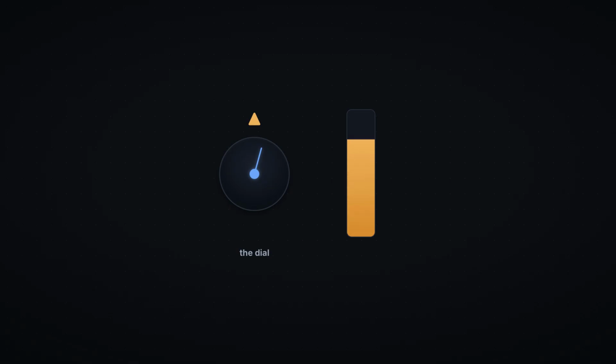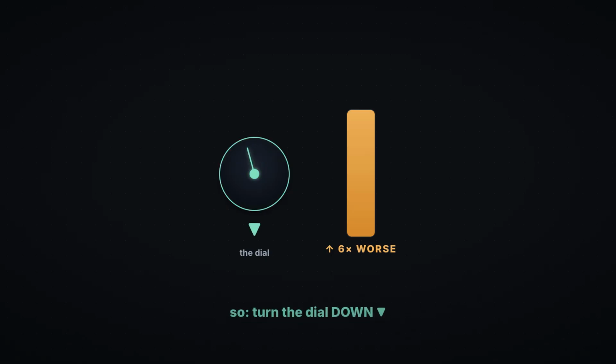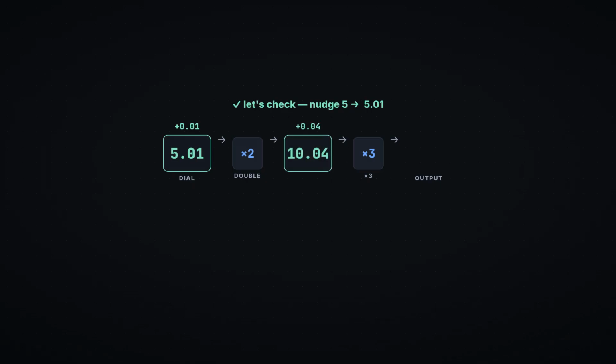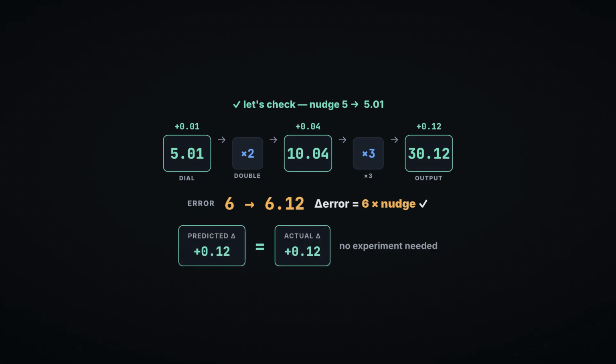The error gets worse, which immediately tells me the right move is to push that dial down. And you can check this isn't a trick. Nudge the dial from 5 up to 5.01. Run it through. 5.01 doubled is 10.02, times 3 is 30.06. The error went from 6 to 6.12, up by exactly 6 times the nudge. The number we computed predicted the real change perfectly without us having to run any experiment.